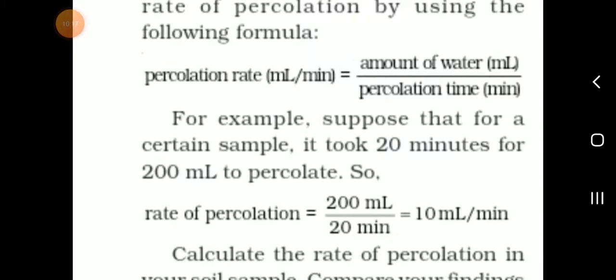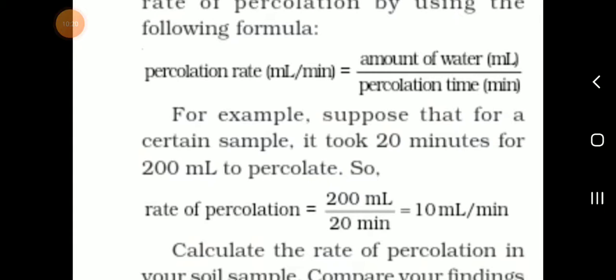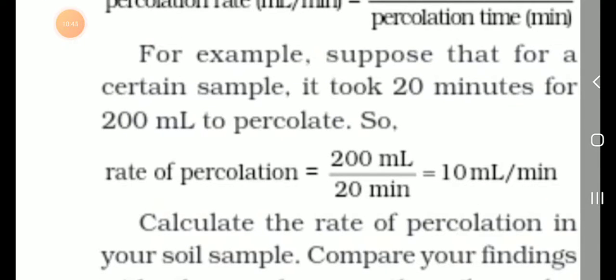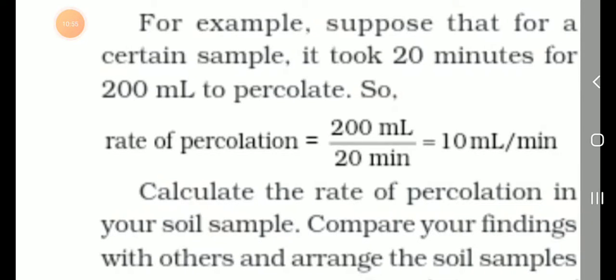Next, the calculation of percolation rate. The percolation rate in milliliters per minute equals the amount of water divided by the percolation time. The amount of water is in milliliters, and the percolation time is in minutes. For example, suppose for a certain sample it took 20 minutes for 200 ml to percolate. So the rate of percolation is 200 ml divided by 20 minutes, which is 10 ml per minute.